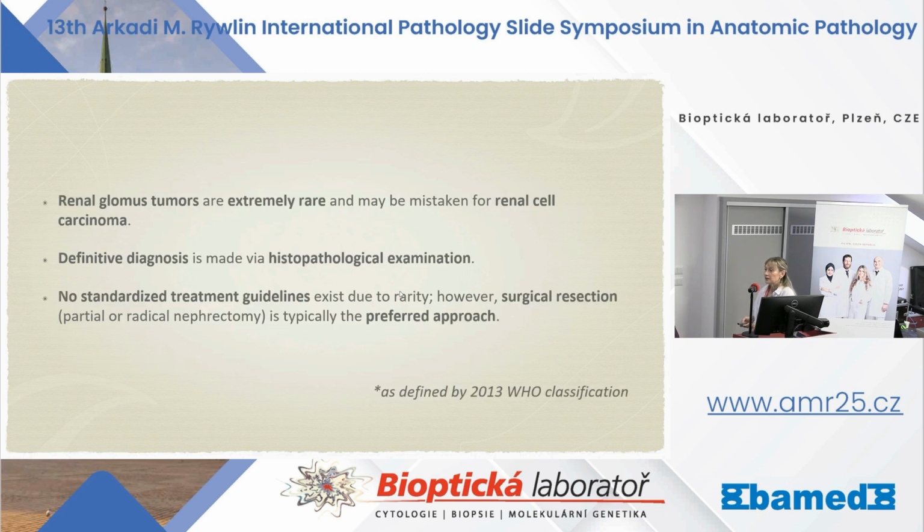Renal glomus tumors are extremely rare and may be mistaken for renal cell carcinoma. Definite diagnosis is made by histopathological examination, and no standardized treatment guidelines exist due to the rarity. However, surgical resection is the preferred approach.